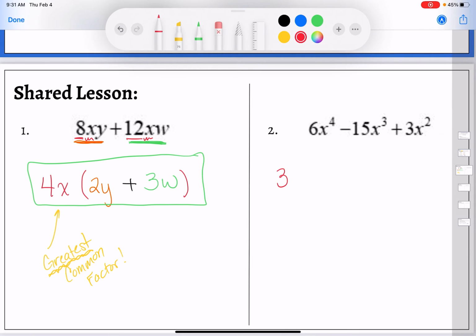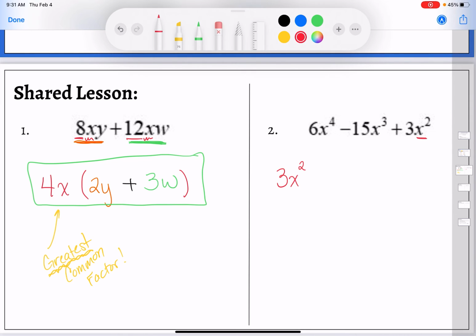And I see that they all have an x, but be careful here. How many x's do they have in common? My first term has 4 x's. My second term is 3 x's. My third term is 2 x's, right? X to the second is 2 x's. So they all have at least 2 x's. And so I'm going to take x squared out as my greatest common factor, right? They all have at least 2, so I could take 2 out to the front.